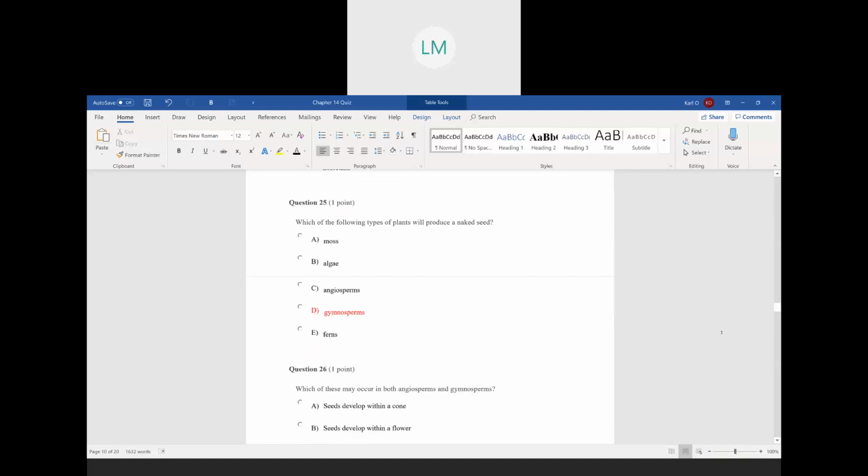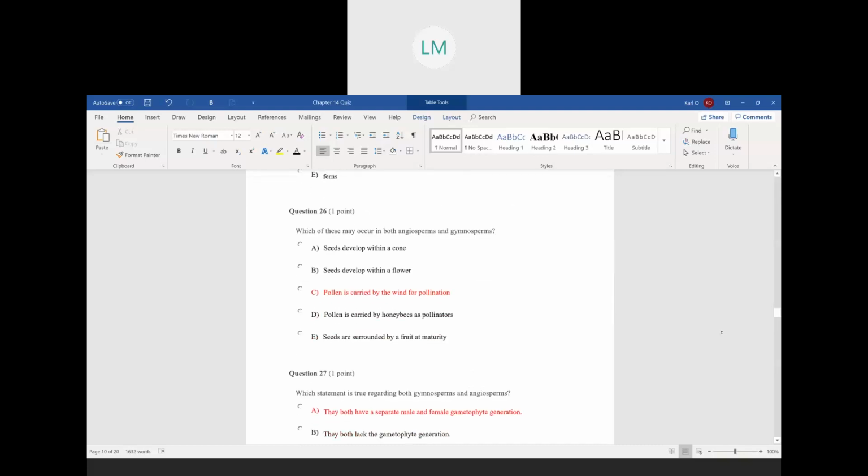Question 25, which of the following types of plants will produce a naked seed? This is also gymnosperms. So the only two out of this group that even produce seeds are angiosperms and gymnosperms. Gymnosperms have a naked seed. Angiosperms have a fully enclosed seed. But moss, algae, and ferns don't have seeds at all.